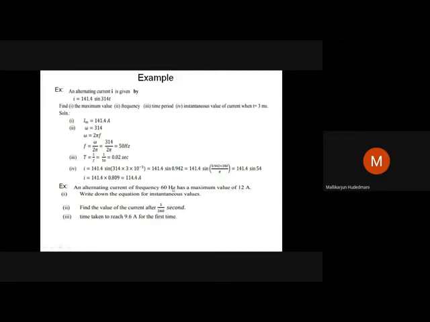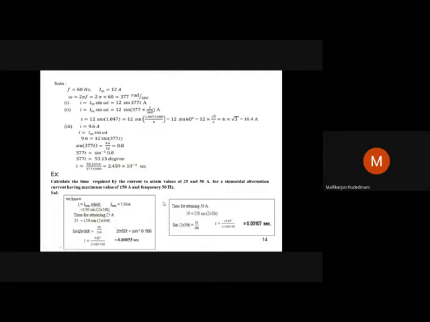You have to imagine it should be of the nature i equal to Im sine omega t, correct? Im you have to identify. Sine omega t, what is omega? Omega is 2 pi f. I have to evaluate and write this kind of expression for question number 1. Let's see how it is being done. f is 60 hertz. It is given here.